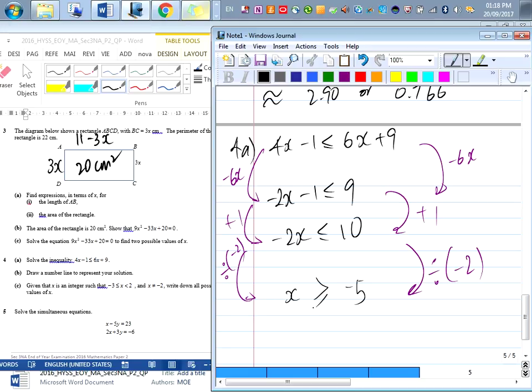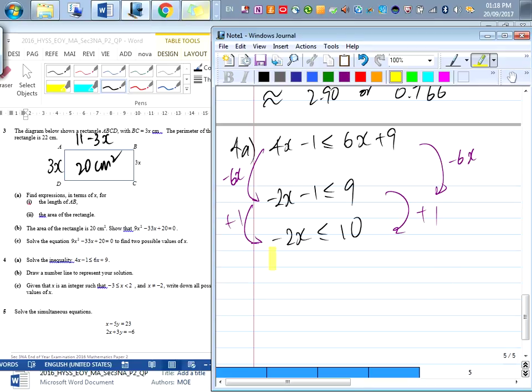Now, this is what happens when you choose to divide by a negative number. Your sign over here will change. If you choose to multiply by a negative number, your sign also will change. Confusing or not? Yes, confusing, right? So I don't like to do it this way. This is still perfectly correct, but I will show you my way of doing it. Hopefully you will find it easier to understand.